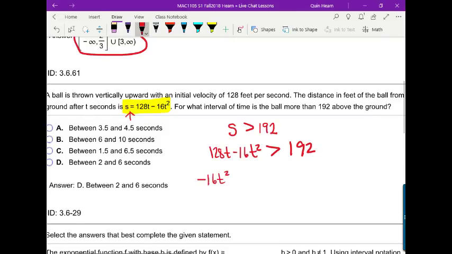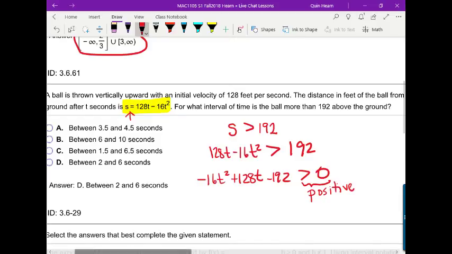So on the left already, we have negative 16t squared plus 128t. And then I'm going to subtract 192 over to get 0. So why do I do this? I do this because I want to make sure that I know what I'm looking for. What I'm looking for is greater than 0, or in other words, positive values.